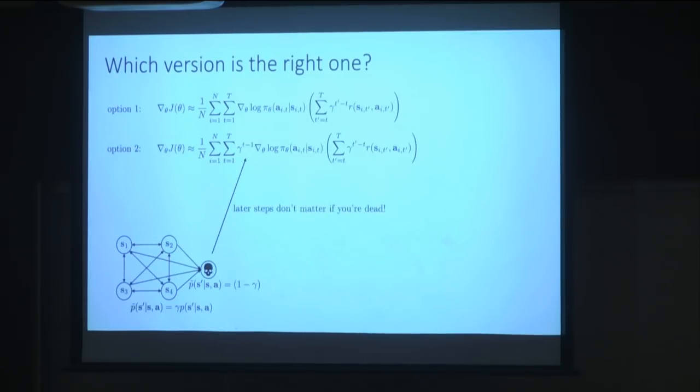So it says later steps basically don't matter if you're dead, so you should just make sure that you optimize for the right thing early on. But option 1 is what we actually usually use in practice. Why is it that we usually use option 1?